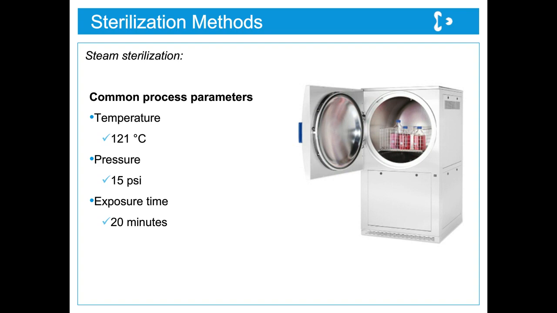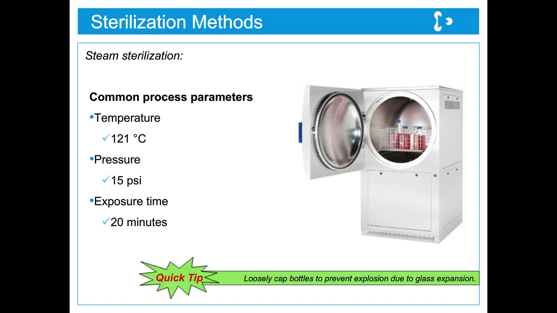Quick tip number two, if you do use a closed cap ware inside of an autoclave, it's critical to ensure that the cap is loosely tightened on the glass container, and that's due to the fact that glass is an amorphous structure, so when it's heated, it actually expands. If the cap is on too tight, you can actually cause the glass to break within the autoclave.